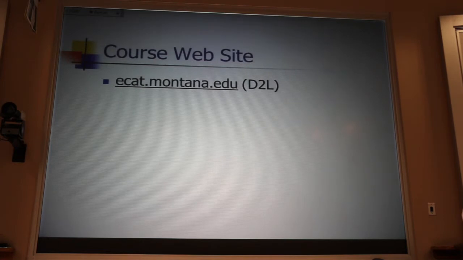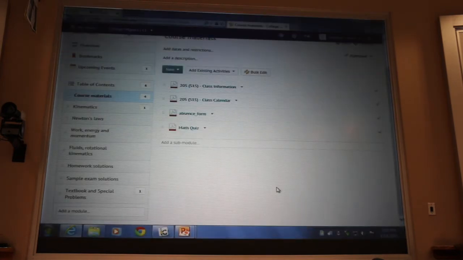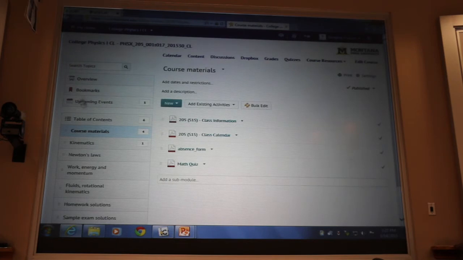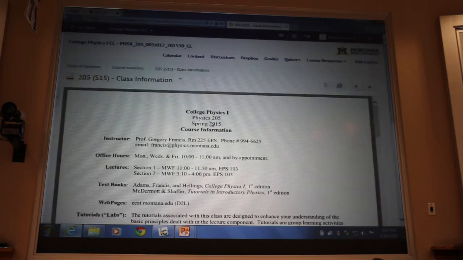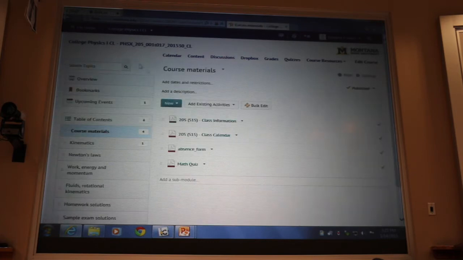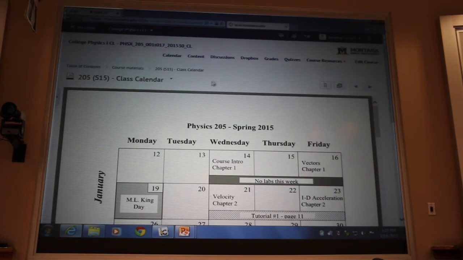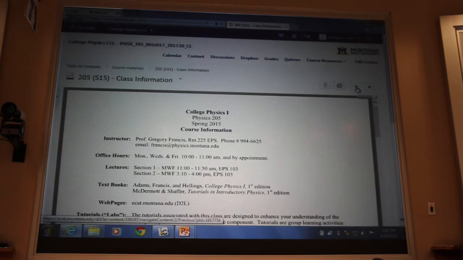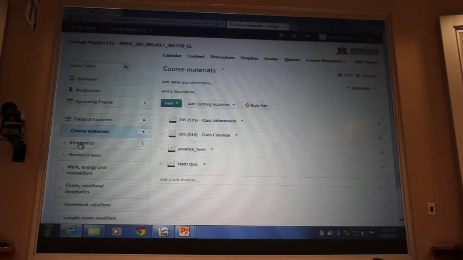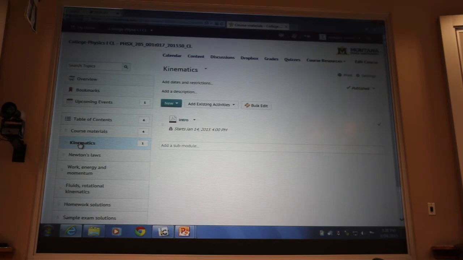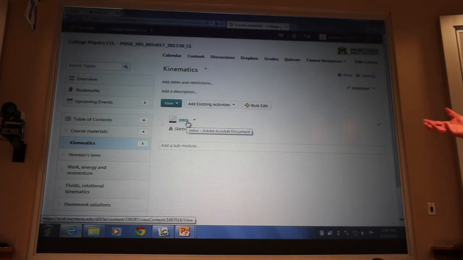Now, the course website, let me show you. When you lose your yellow sheet, there it is. You can go back and get it. And when you lose your pink sheet, you can get that. More importantly, if you go down here, we're going to start with kinematics. And this is today's lecture. If you click on that, you get the PowerPoint that I'm going to use today in class.